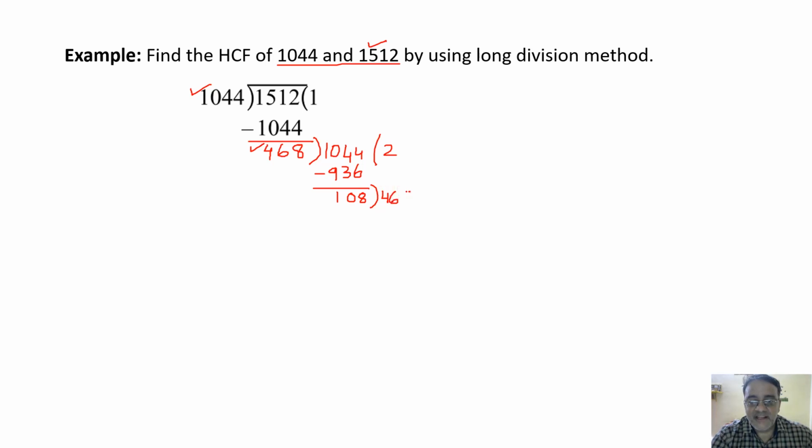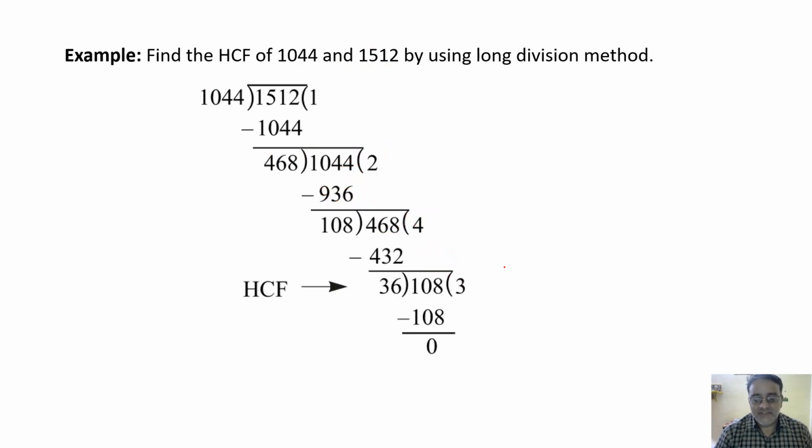Right, 468. So 108 into 4 is 432. So subtract, you will get 36. 36 is not equal to 0. Again divide the previous remainder by the new remainder. We have to divide 108 by 36. So 36 into 3, 108. Now in this step, we are getting remainder 0. Stop. Now what is the HCF? 36. Right, 36. So 36 is the HCF since it is the last divisor.